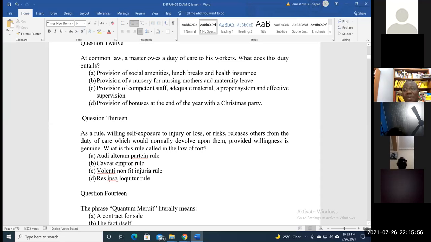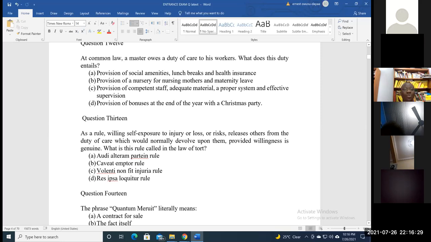These are matters which are later added by the statute law, right? Even lunch breaks. All these things were provided by the Labor Act, and they are not common law creations. They are creatures of statute law, the Labor Act or the labor legislation. And B, provision of a nursery for nursing mothers, maternity leave. Yeah, this is also an aspect of the Labor Act and also the Children's Act. And that is not like the common law. So A and B are out.